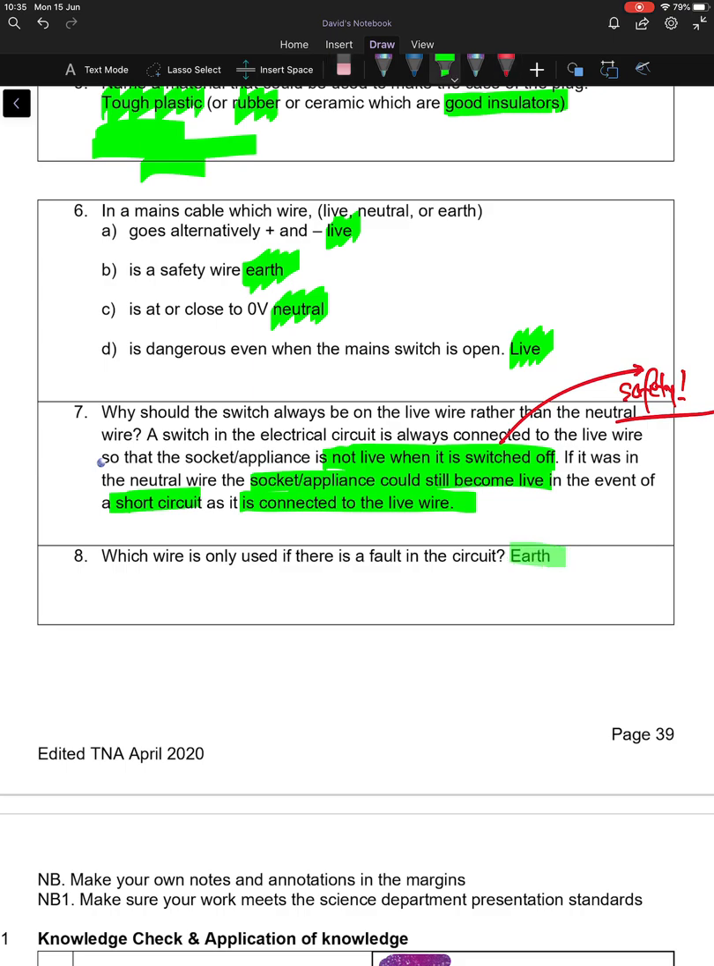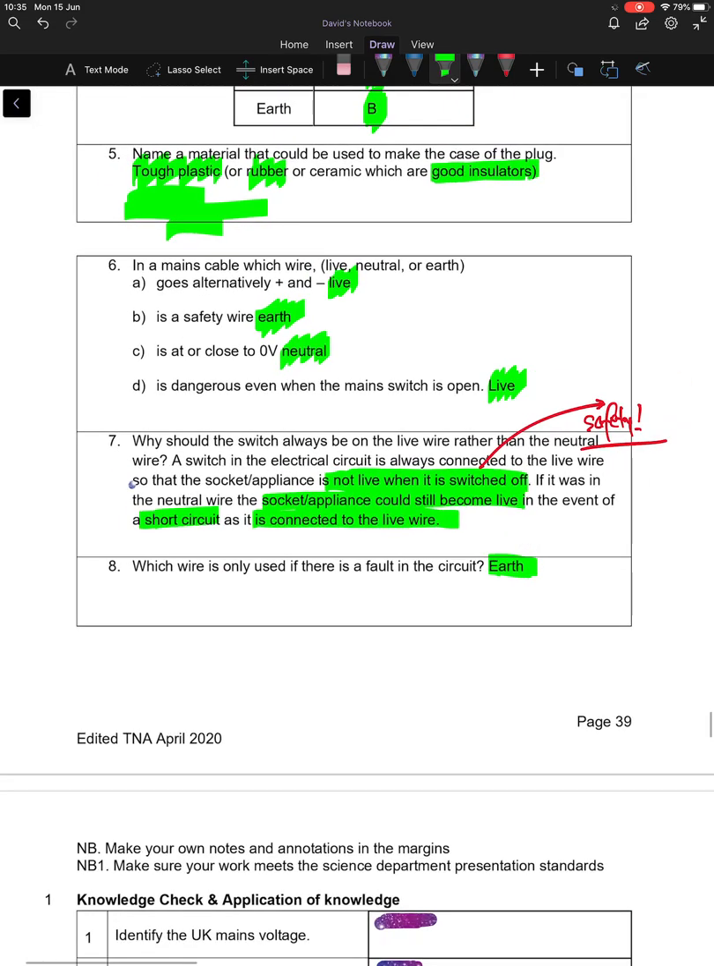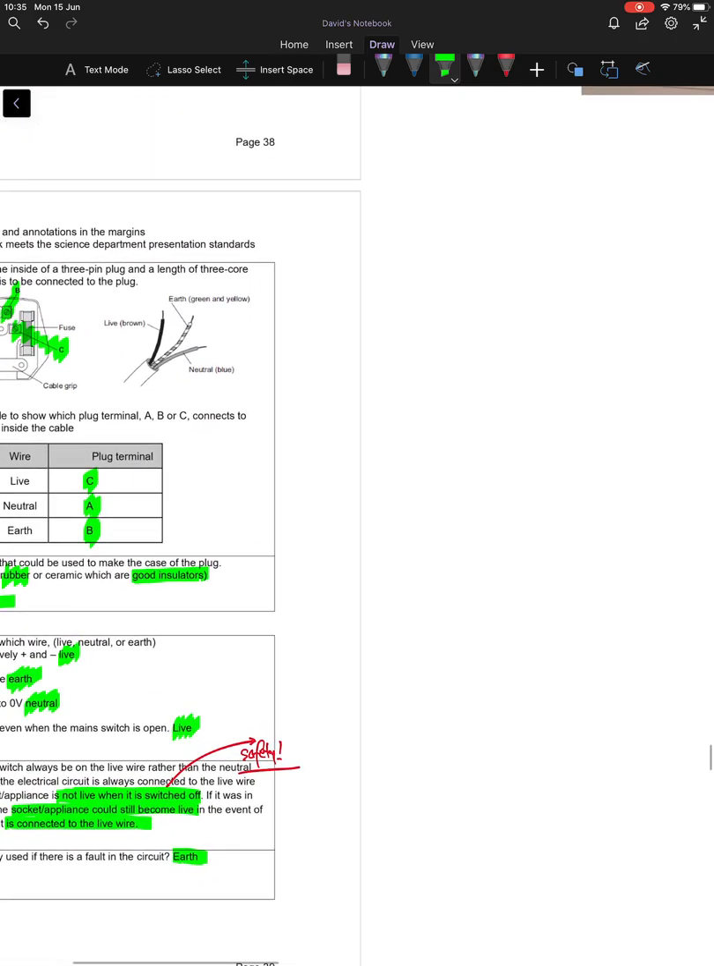And then which wire is only used if there's a fault in the circuit? It's the earth wire, because it takes current down into the ground rather than into someone or into an object if it overloads. Okay.